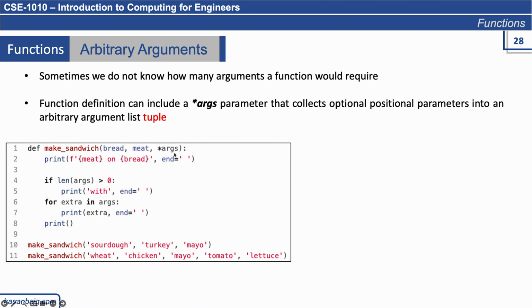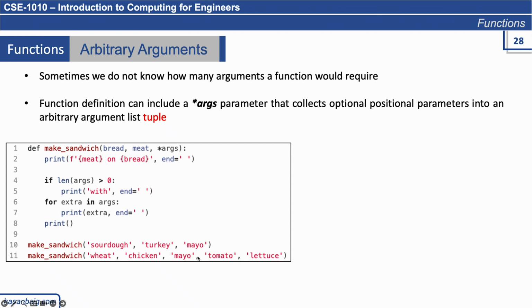When we do not know the number of arguments that a function will be taking, we can use this asterisk args as an arguments parameter. Here you can see the function definition, whatever the code is inside it. We are calling this function make_sandwich with sourdough, turkey. Sourdough is a type of bread, turkey is a type of meat, and we are passing mayo as an additional sauce.